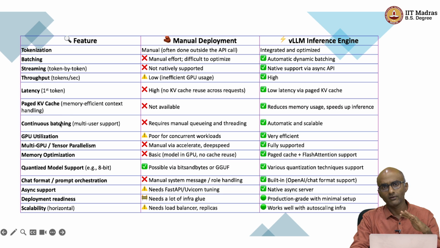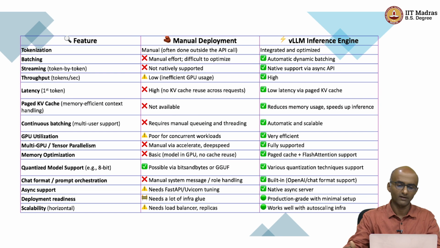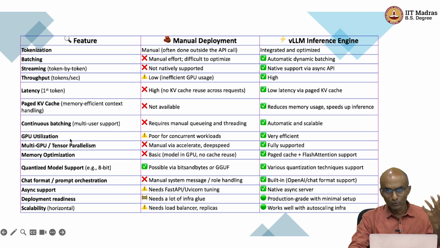Continuous batching is great for multi-user support if you have multiple users hitting the same backend, and this requires your own queuing and threading and concurrency handling in the manual deployment model. Whereas with vLLM, it's automatic and scalable, which means you just take that, make a copy of it in another GPU serving infrastructure, and you're done. So it goes very well hand in hand with the distributed containerized infrastructure that you would normally associate with Kubernetes. GPU utilization, of course, itself is more efficient with vLLM. Therefore, you're getting more bang for the buck.